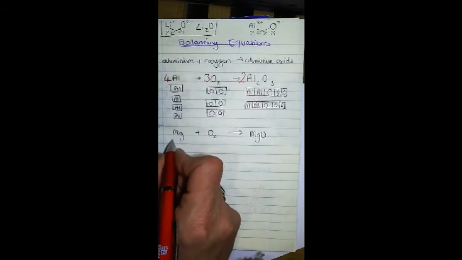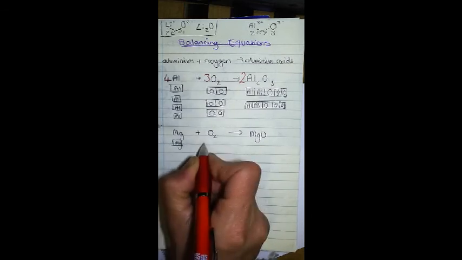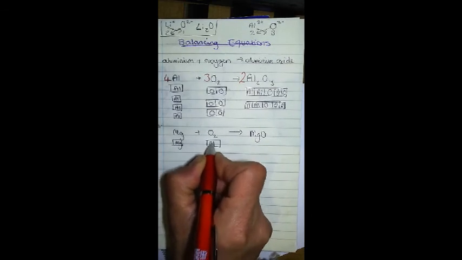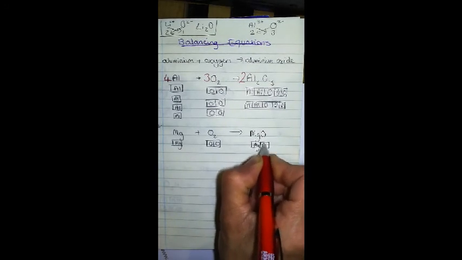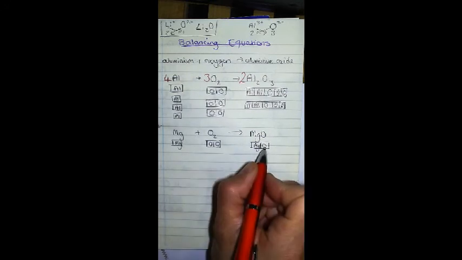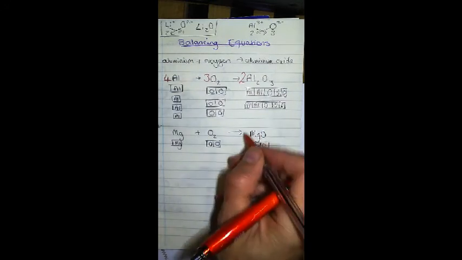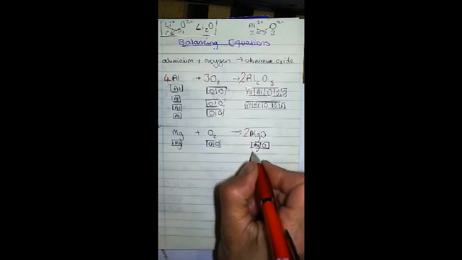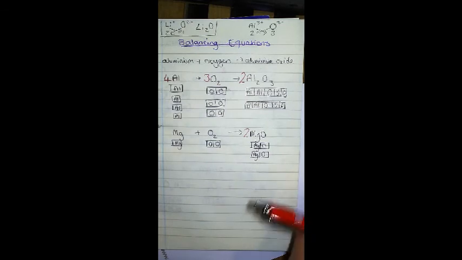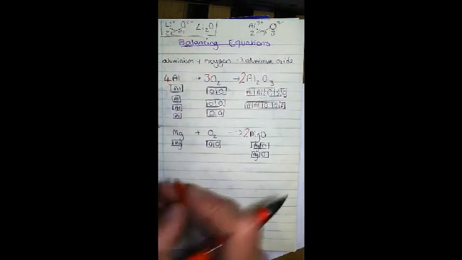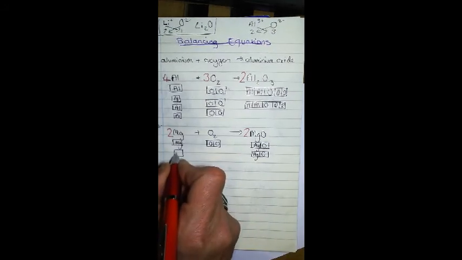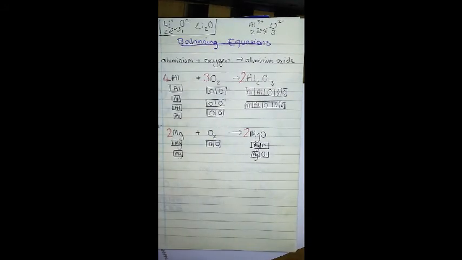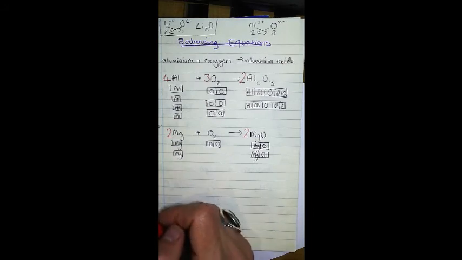Okay, so look at my boxes. 1 magnesium, 2 oxygens, 1 MgO. Not balanced. Oxygens here that aren't here. I can have 2 of these. Draw it in. MgO. Oxygen's fine. Need 2 magnesiums. 2 magnesiums. Like that. Alright.